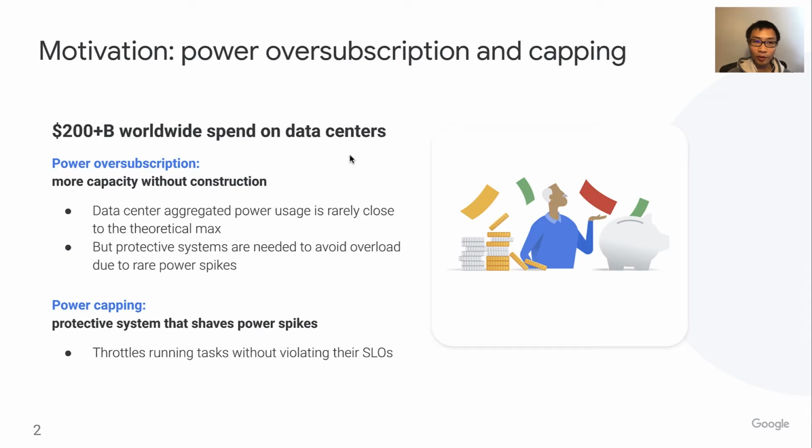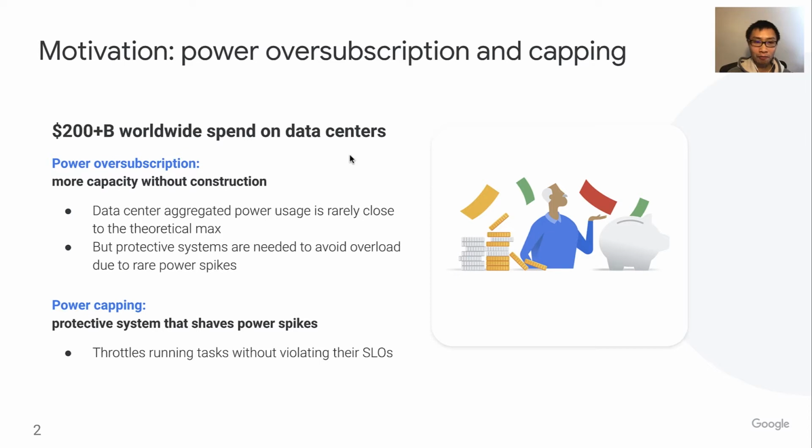Let's start with the motivation. What are power oversubscription and power capping, and why do they matter? Data centers are expensive. In 2019, more than $200 billion was spent on data centers. So it's highly desirable to fit as much capacity as possible in every data center. Power oversubscription is an effective way to do so.